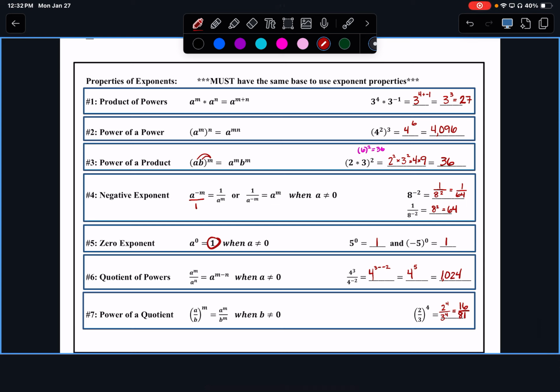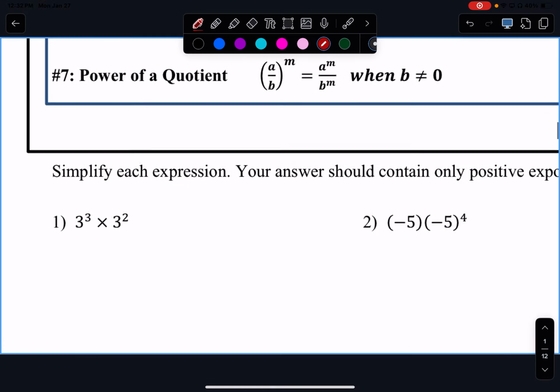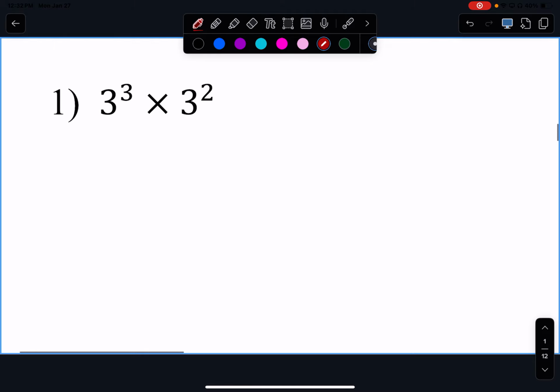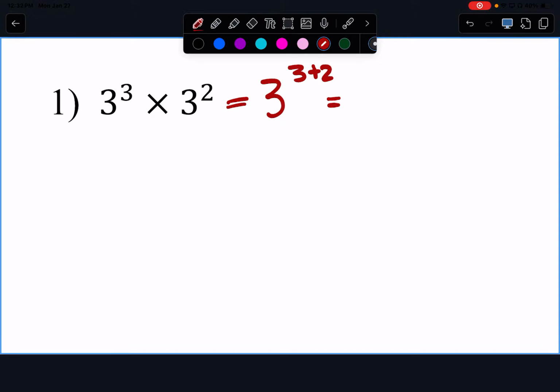All right, we're also going to look at some of these problems. We're going to try to get through most of the ones with numbers today, and then tomorrow we're going to look at what happens with variables, okay? So for number 1, what do I need to do with those exponents? Add, subtract, multiply? Add. So we're going to do 3 to the 3 plus 2, which is what? 3 to the 5th. What is 3 to the 5th? 243.